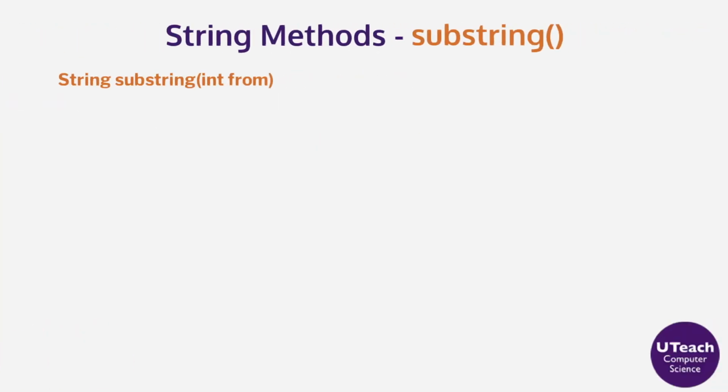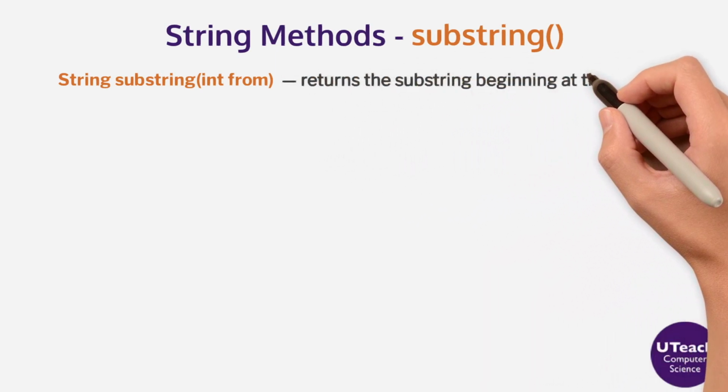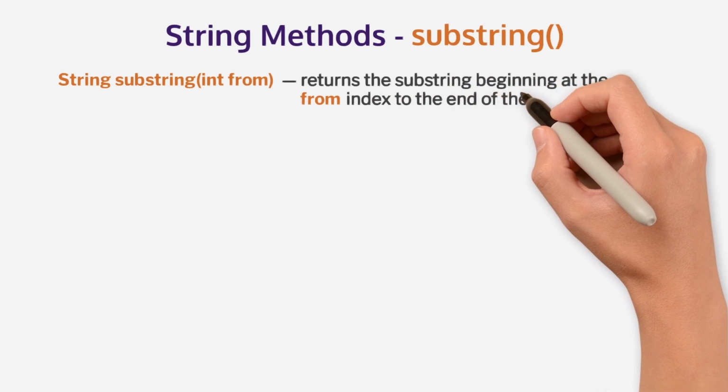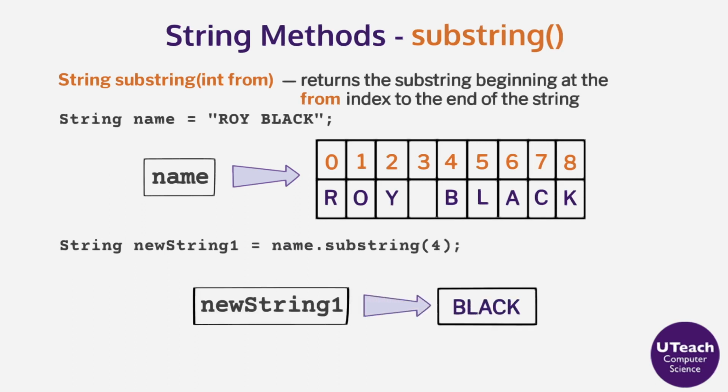The substring method with one parameter returns the substring beginning at the from index to the end of the string. If this code statement executes, a new string object called newString1 is instantiated with the value of Black. The parameter of 4 indicates to start at that index value, which is B, and grab the characters to the end of the string.